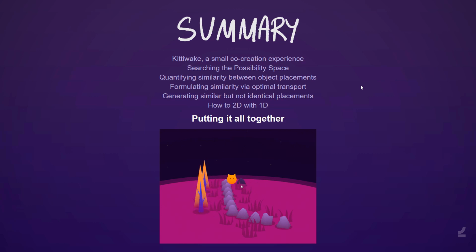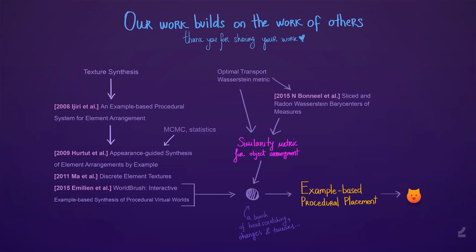There are a ton of things we'd like to try out, such as negative examples, remixing and sharing examples, creating bigger scenes, and also exploring different interaction models. And before we wrap up, I'd like to take a moment to admire the network of interconnected research and ideas that allowed us to build the example-based placement algorithm.